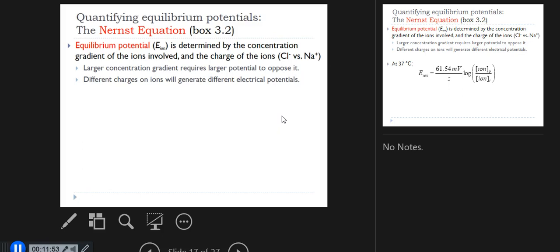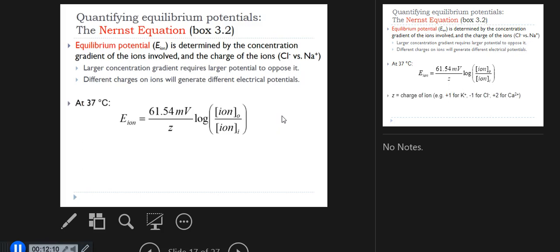So a larger concentration gradient is going to require a larger equilibrium potential to oppose it in order to get to an equilibrium point. There's basically more push from the concentration gradient, so we need more push from the electrical gradient. And again, different charges on ions, positive versus negative, will generate different electrical potentials.